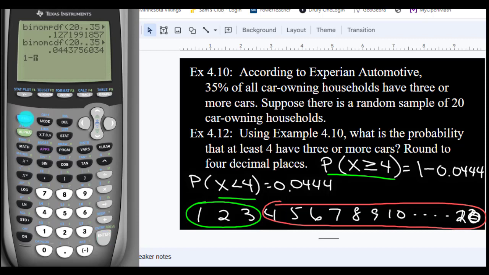So let's figure out what that is. And I'm going to use my answer button here. You can practice using that sometimes. And that's going to give us, when we round it off, 0.9556. So that would be 0.9556 for our probability of X, the number of households that have 3 or more cars, being greater than or equal to 4.